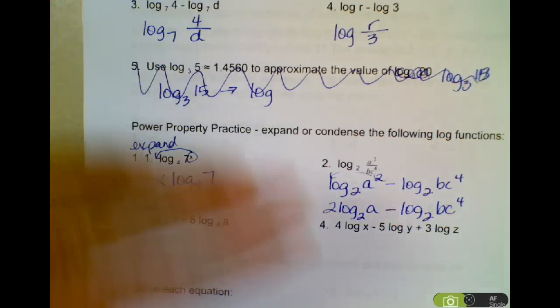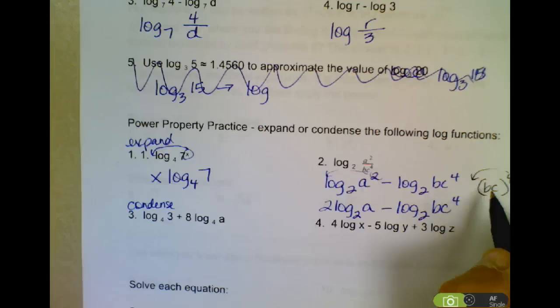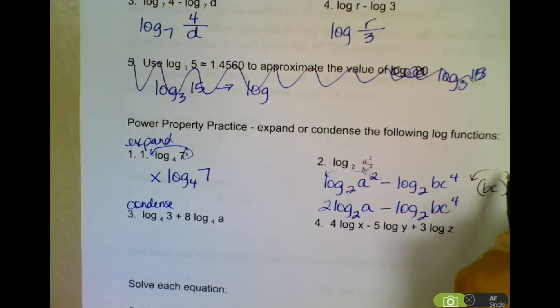Please understand, had there been parentheses around the bc, then that 4 would apply to both of them, and it could be moved out to the front of the log. But because it only is on the c, there's no power that we can take from both of them. So this is going to stay just like that.